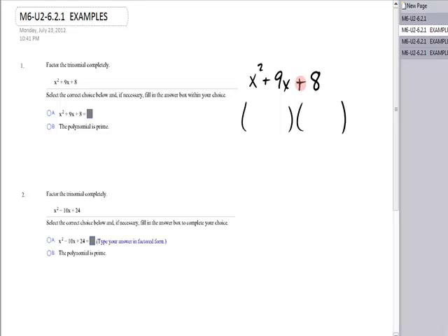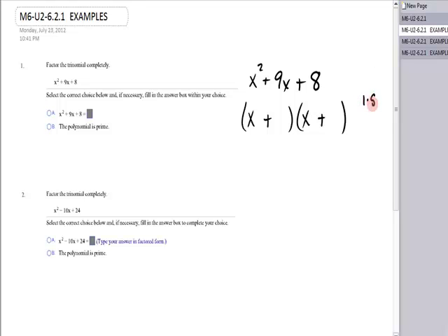The rules on the signs are very helpful. If the last sign is positive, these two have to both match the middle term. If this is positive, both of these signs match the middle term, which means they are plus and plus. That's going to be helpful. The first times the first gives me x squared. Well, that's pretty easy. X times x. Now the last times the last gives me 8. Well, there's more than one way to make that happen.